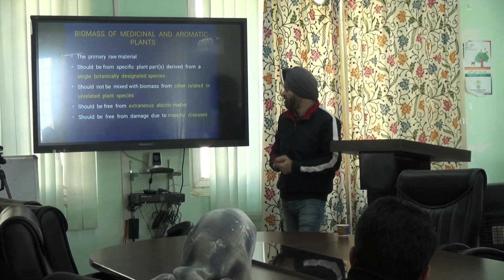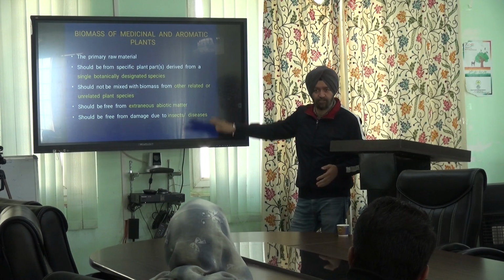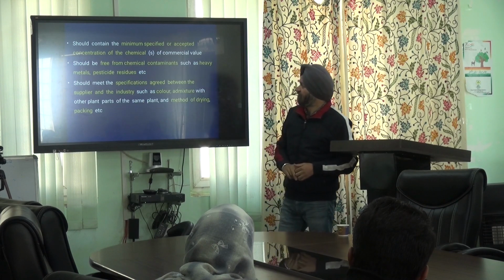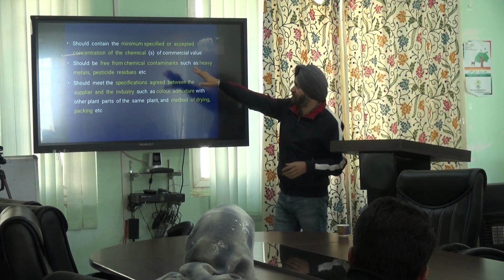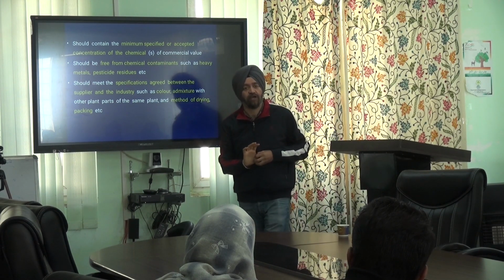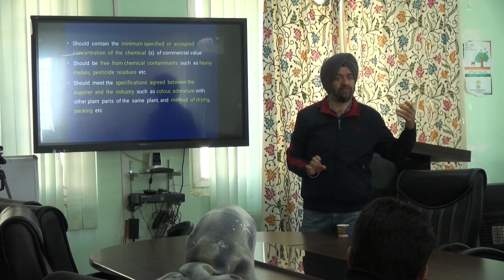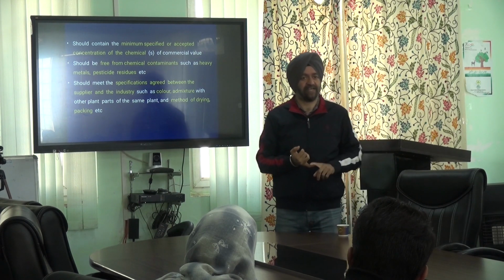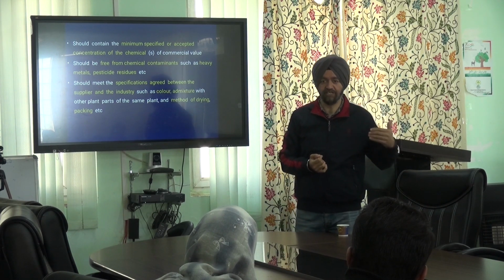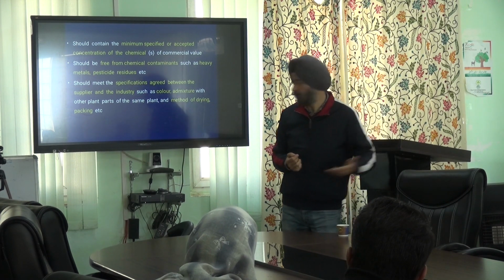Okay, then it should be free from extraneous matter. There should not be any foreign matter with your material. It should be disease free. There should be a minimum specified acceptance concentration of chemicals. Metal and pesticide residue should be low. When you are dealing with medicinal plants, you will not think about applying pesticides or any insecticide, because we are dealing with medicine. So we should grow these medicinal and aromatic plants in an organic manner, with the maximum quantity of organic matter.